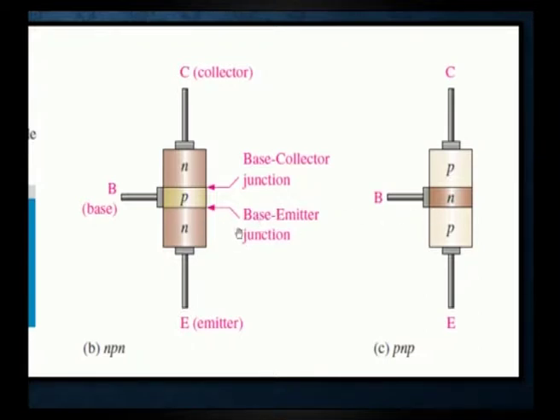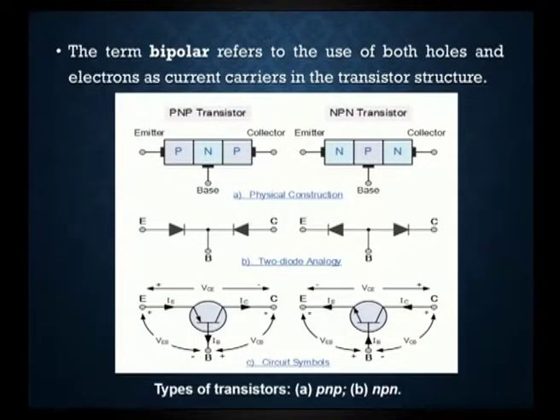Similarly, this can also be represented in another type of transistor, the PNP transistor. In the PNP transistor, there is an N type material sandwiched between two P type materials, and it also has three terminals: emitter, base and collector. The term bipolar refers to the fact that, for studying current direction, we consider both hole and electron movements as current.